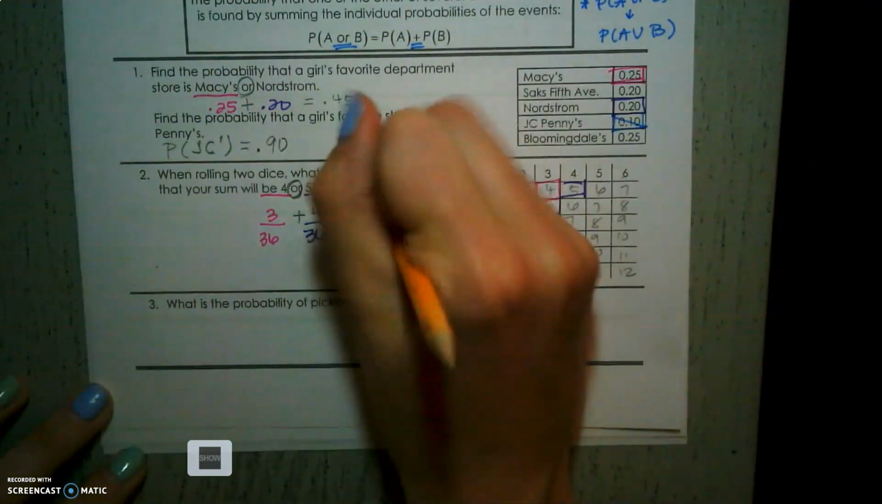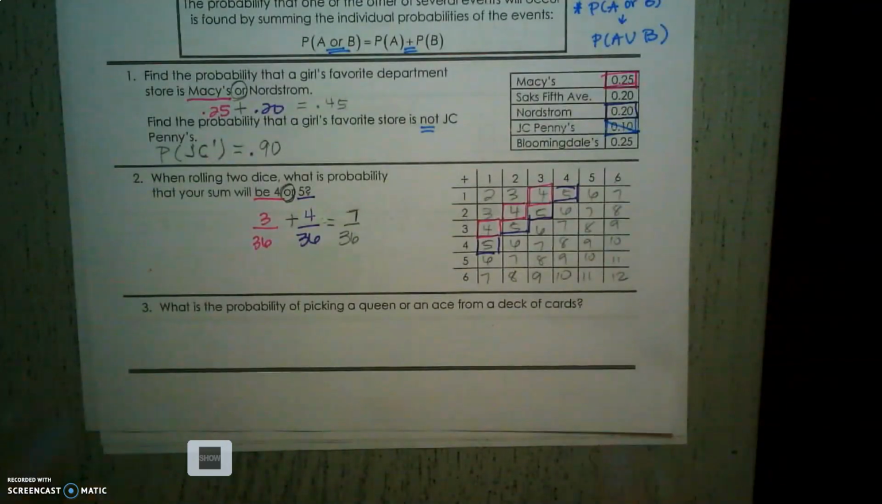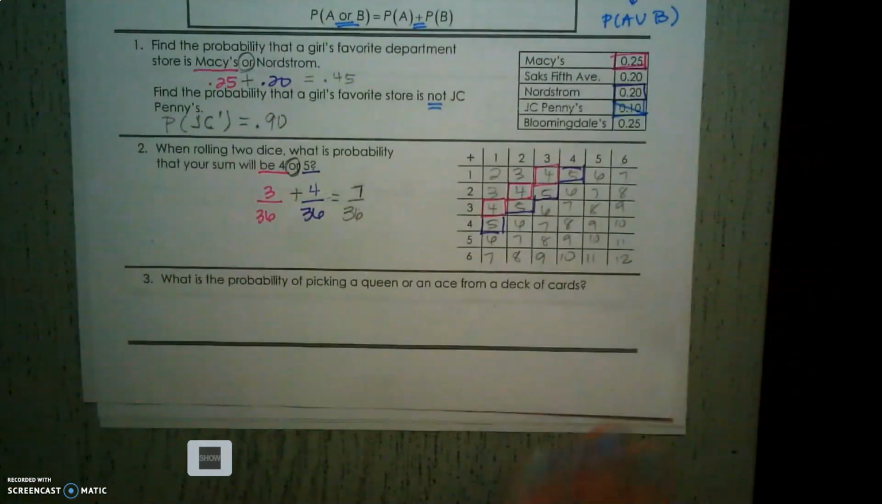And that can't be simplified because 7 is prime. Okay. There we go. What is the probability of picking a queen or an ace from a deck of cards? So this is the time where we need to recognize what decks of cards look like.